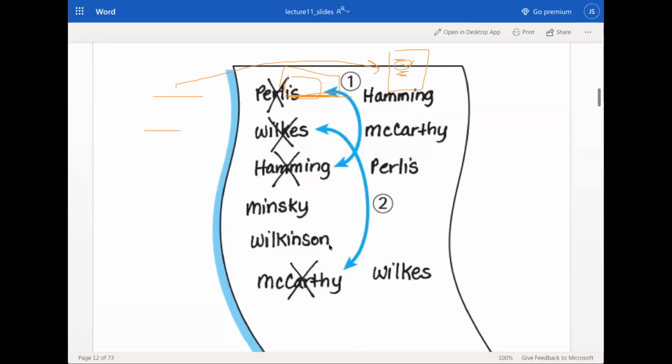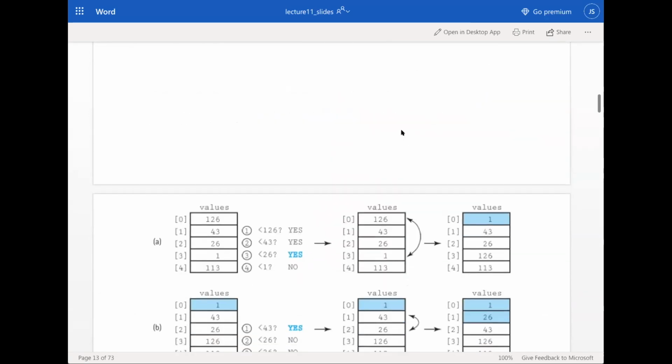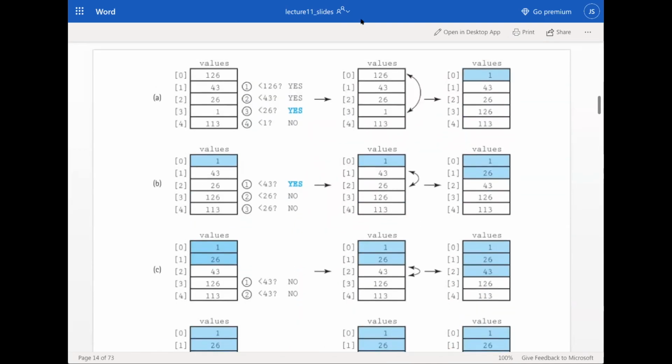So swapping Wilkes against McCarthy. Let's look at the diagram here. Initially, you start out with the index 0 at the very top, 126. This 126 is being compared against the rest of it. This orange is my outer loop. You have the red one, which is my inner loop.